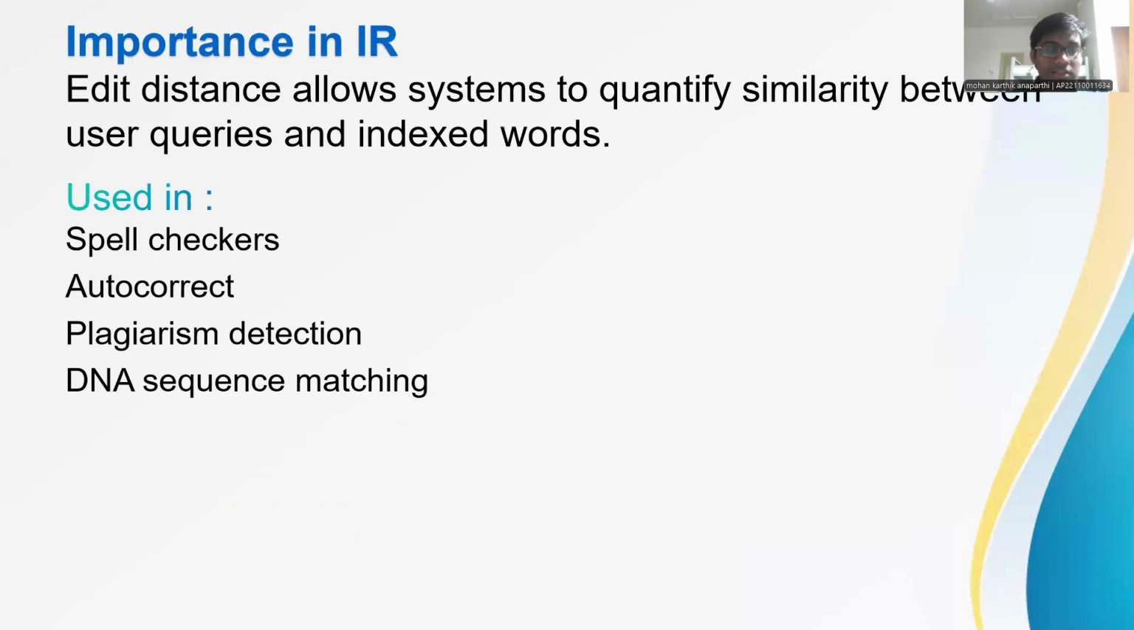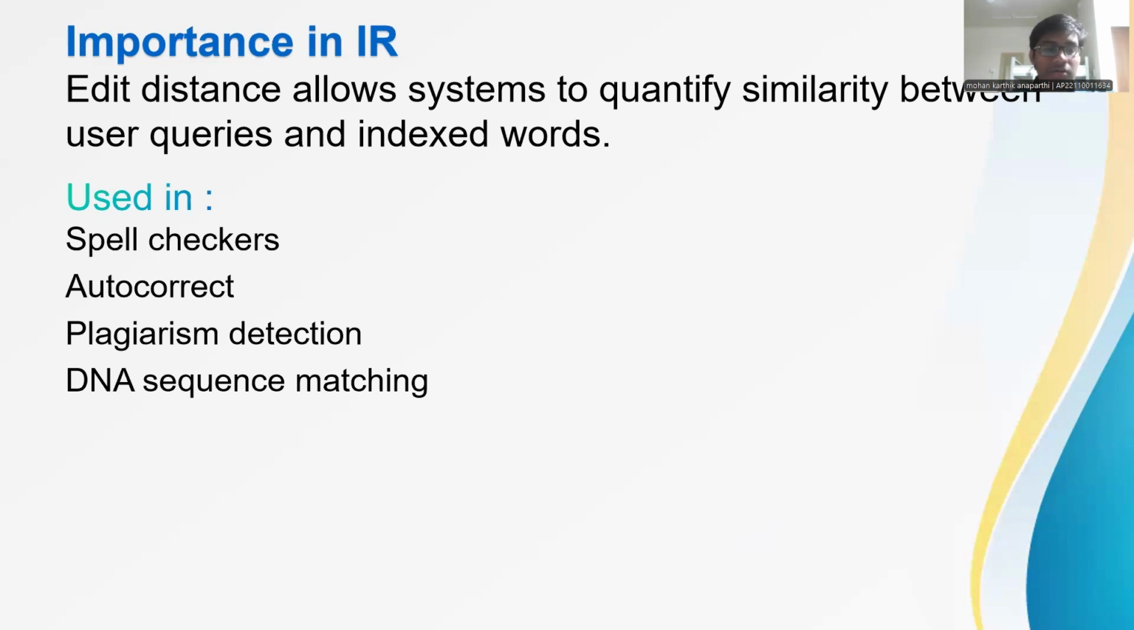Now let us see the importance of edit distance in information retrieval. Edit distance is a measure used to find the similarity between user queries and the stored words. Stored words means indexed words in information retrieval. Let us see some uses of edit distance. Spelling checkers: in phone keyboards and search engines, they use spelling checkers to correct the wrongly entered words by the user. Autocorrect: search engines like Google and Brave use autocorrection to correct the wrongly entered words by the user.